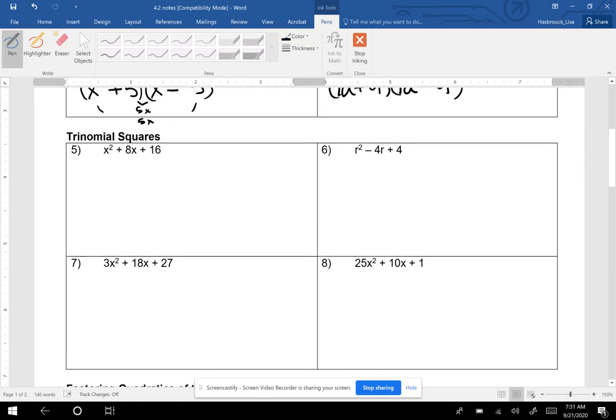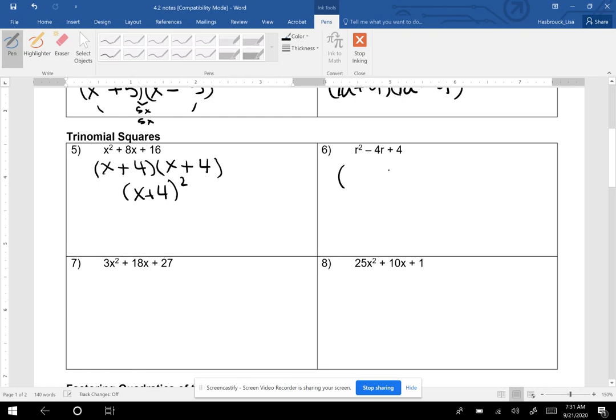Next, we're looking at trinomial squares. So for number 5, let's begin by factoring it into two sets of parentheses. X squared is x times x. Since there's no coefficient on x squared, all I have to worry about is what times what equals 16 that will add up to 8. Well, 16 is 4 times 4, and 4 plus 4 will equal 8 in the middle. Notice we have x plus 4 times x plus 4. Since those are both the same, we can write this as x plus 4 squared.